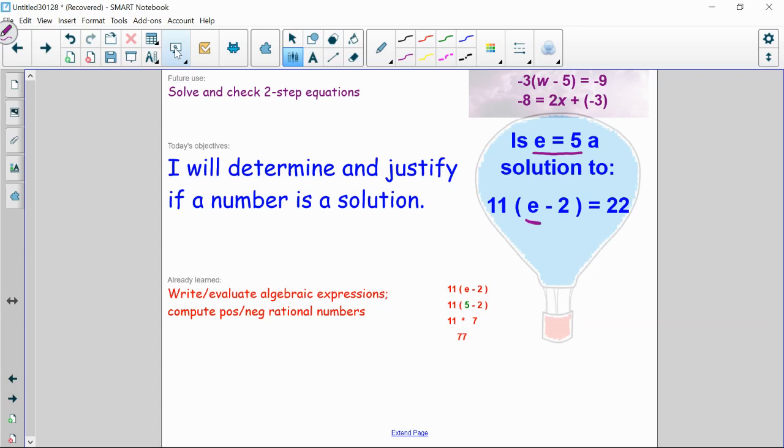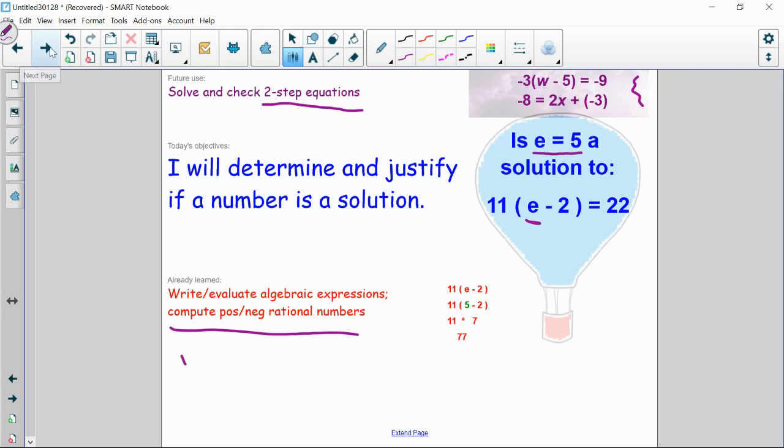That means we can't just say true or false. We have to show whether it is true or false. What we learned last week and the week before, what we've been reviewing, is how to write and evaluate algebraic expressions using positive and negative rational numbers. We need this because eventually we are going to do what we call two-step equations. We're going to start those probably in December. So you see two-step equations over here up in the clouds. Those are what we're going to eventually be getting to.